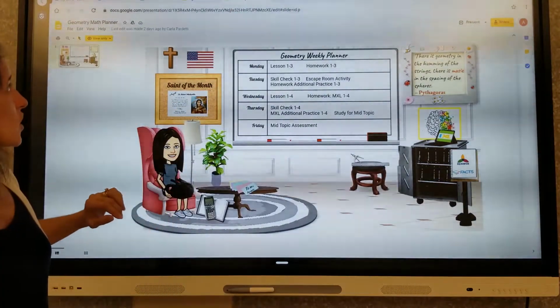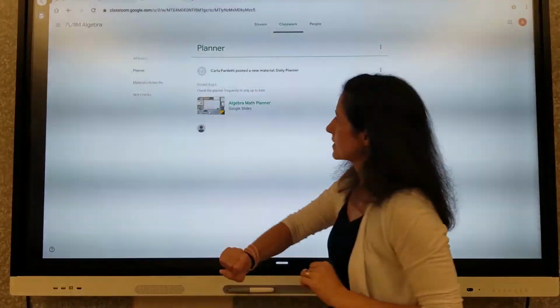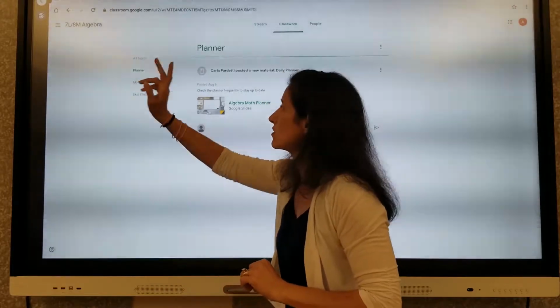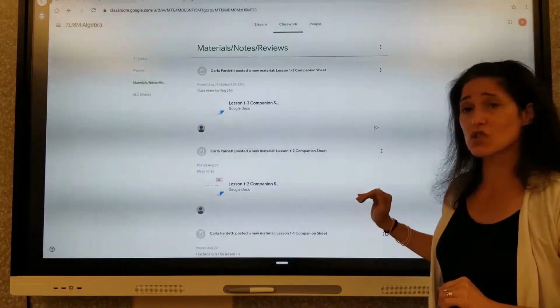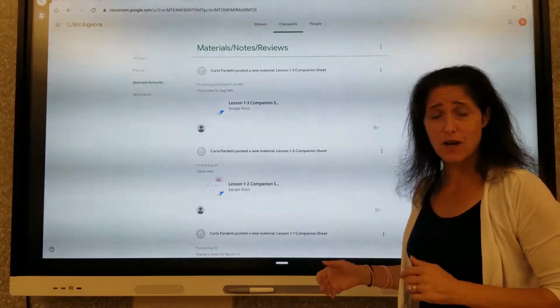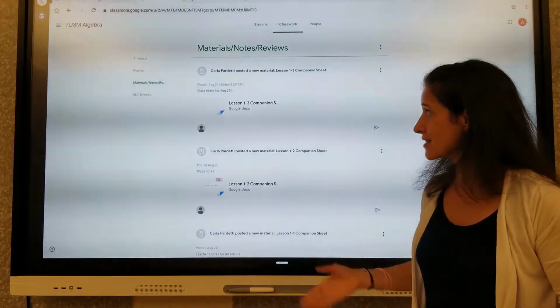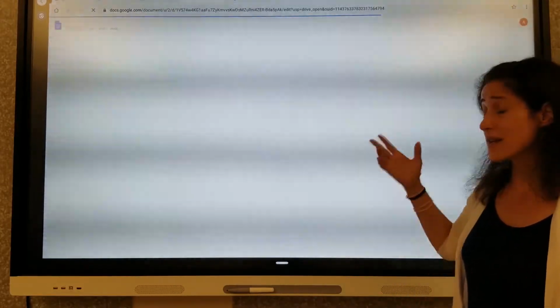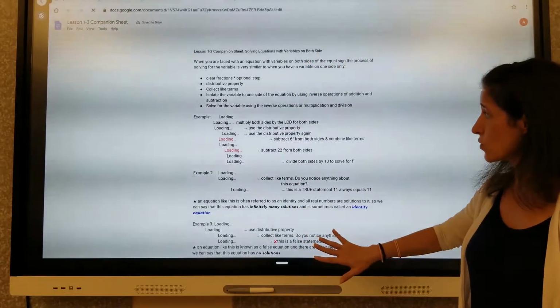Okay, so when your student does their homework, let's go back to the planner here, and let's go back to our materials and notes. Let's do notes first. So I post the notes to every lesson I give. I give the lesson in class, they take notes while I do it in class, and then after class, I post the notes. If there's something they missed or they missed class that day, they need to just go back to that tab and they can see all of the notes right here.